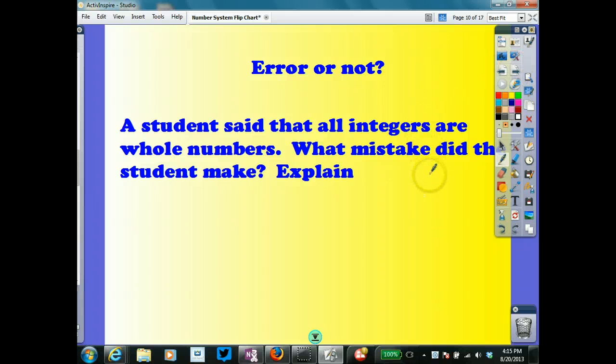Alright, here's a question. Error or not, did the student make a mistake? A student said that all integers are whole numbers. Well, what mistake did this student make? I want you to write down what mistake do you think this student made? They said all integers are whole numbers.